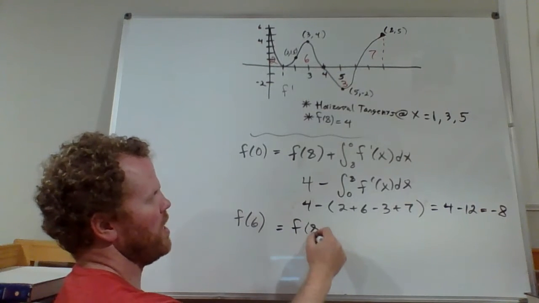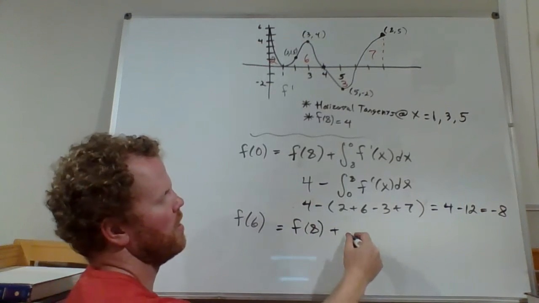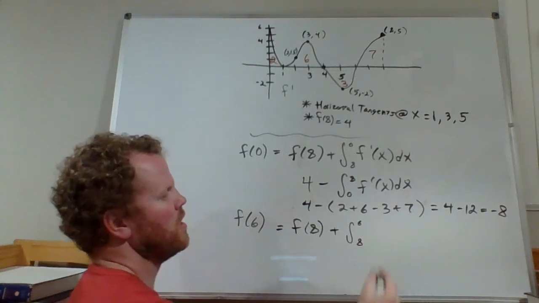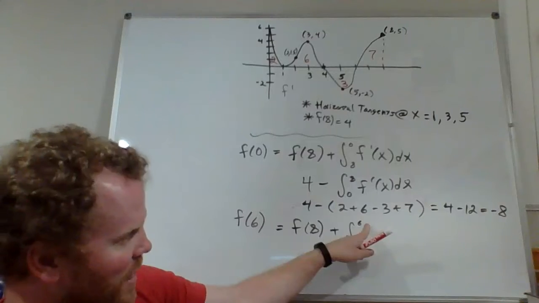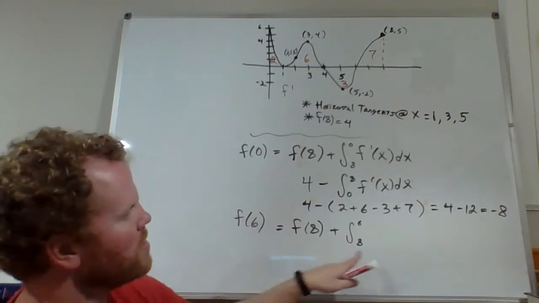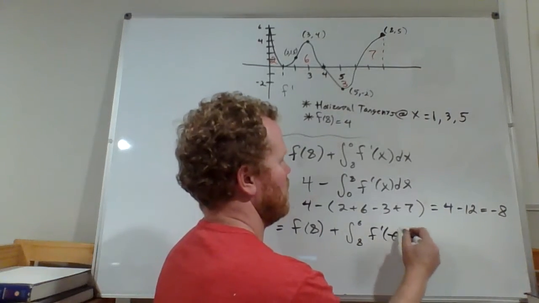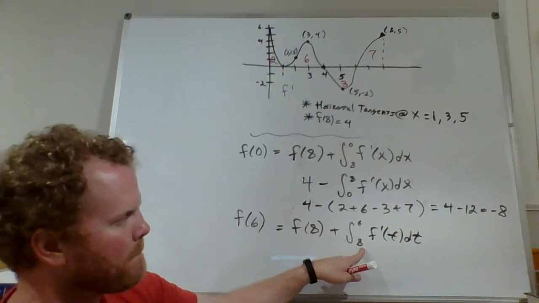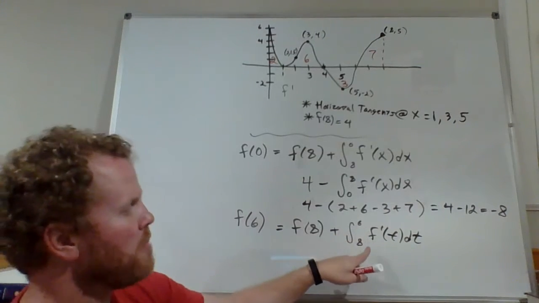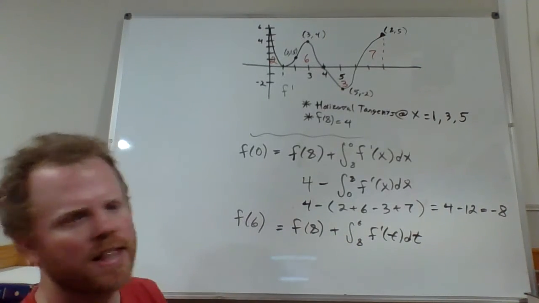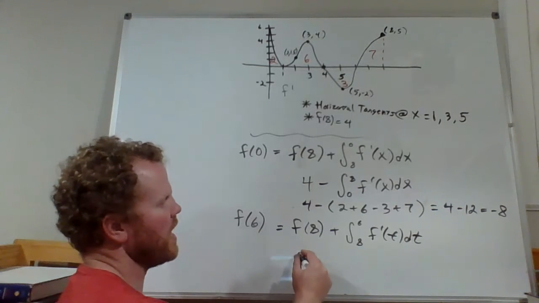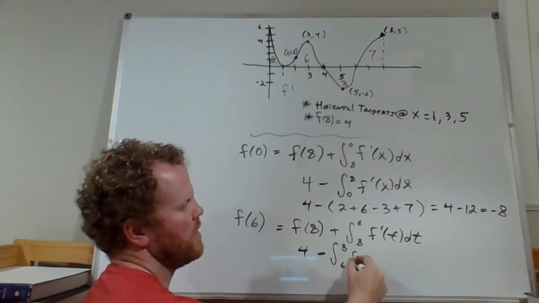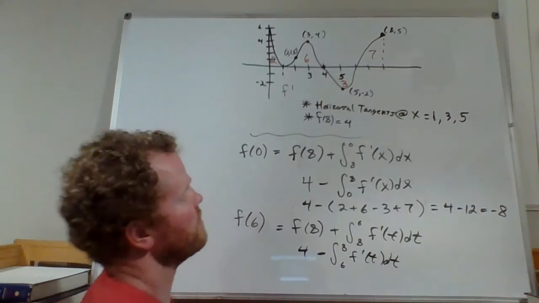We want to start with what we know, and we want to integrate from what we know to what we want. So we know 8, we want to get to 6, and we're going to add 8 back, because the way this is going to work is we're going to do f of 6 minus f of 8. This f of 8 cancels, and that leaves us with f of 6. I would probably, once again, just call this 4, switch the limits, go from 6 to 8, f prime of t dt. Let's find some area.